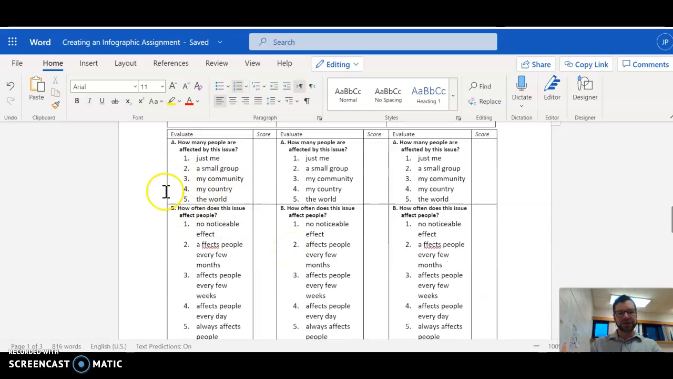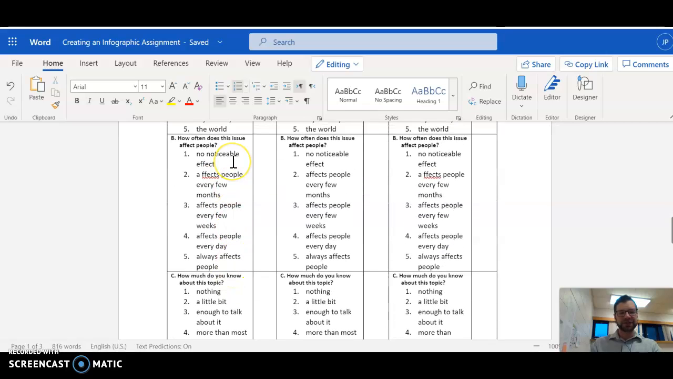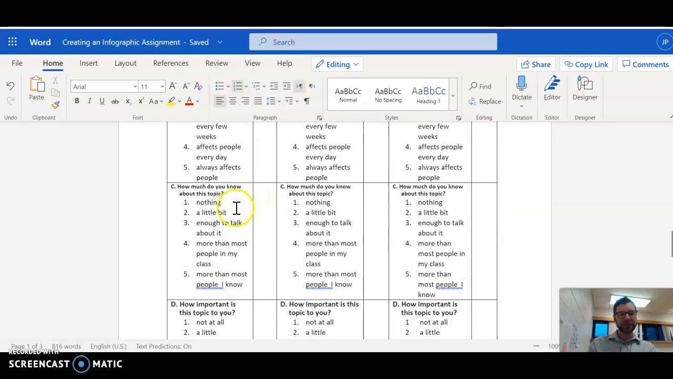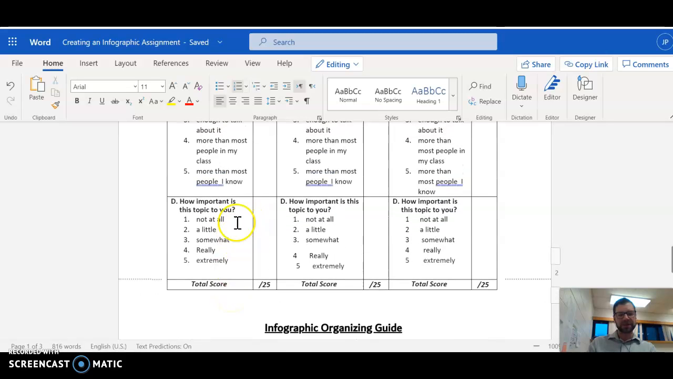So you just gotta like circle these. How many people are affected by this issue? Just me, small group, my community, my country, or the world? How often does this issue affect people? Well, if you're gonna do something in relation to Canada's food guide, then that's like every day. People eat every day, so it affects people every day. How much do you know about this topic? Nothing, a little bit, enough to talk about it. How important is this topic to you? And then answer that.